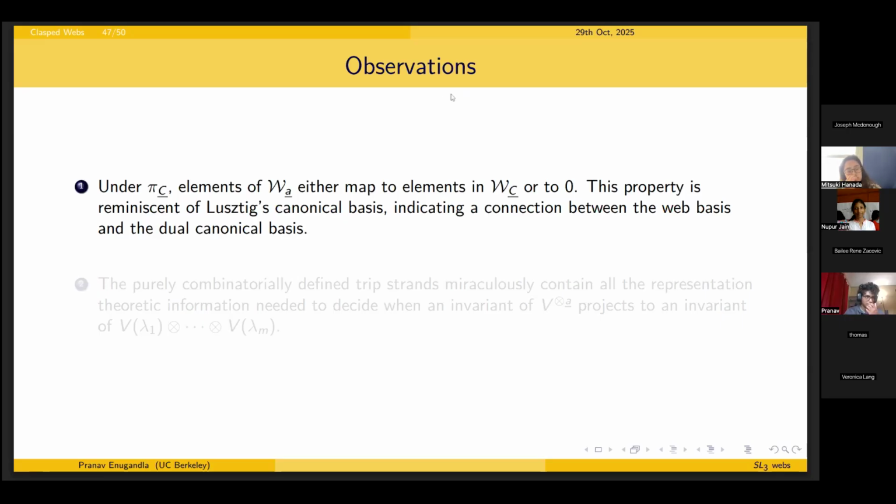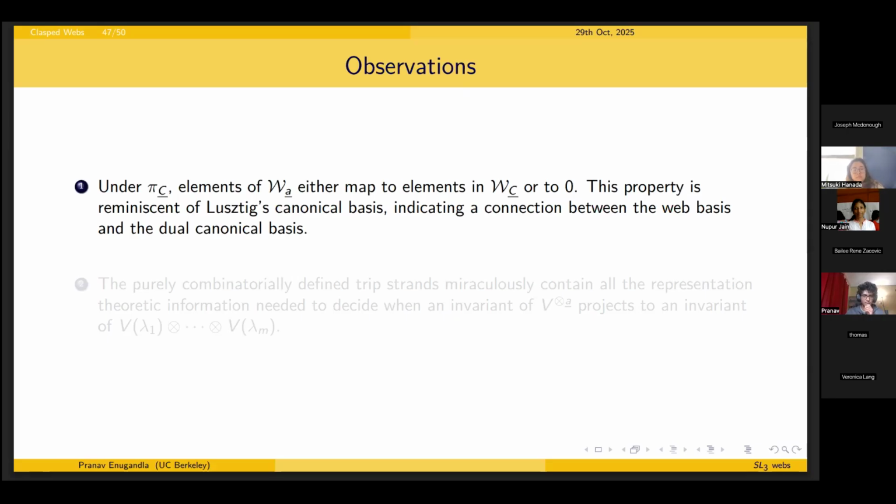Even if you have a projection. Yeah, so this is a property that's very special to Lusztig's canonical basis, which is a very difficult basis to compute, but it has nice properties.